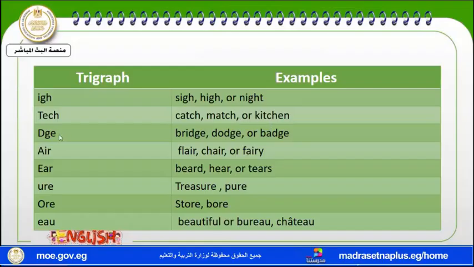The third one is DGE, like bridge, badge, fudge. Then AIR, like fair, flare, chair, or fairy. Number 5, EAR, like bear, here, tear. The URE, like treasure and pure. The ORE, like store, more. EAU, like beautiful, or plateau, or chateau.